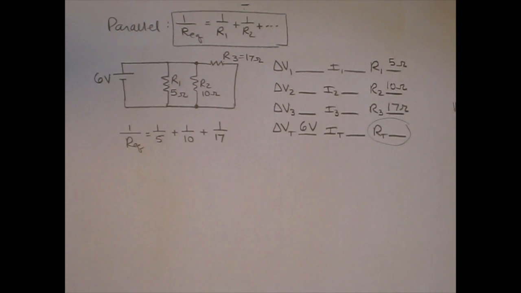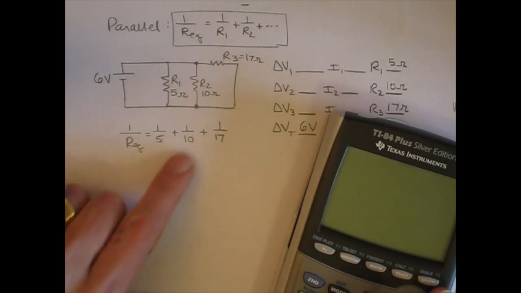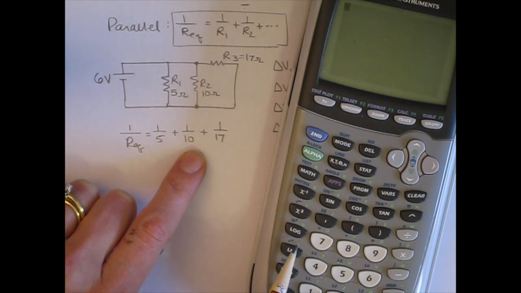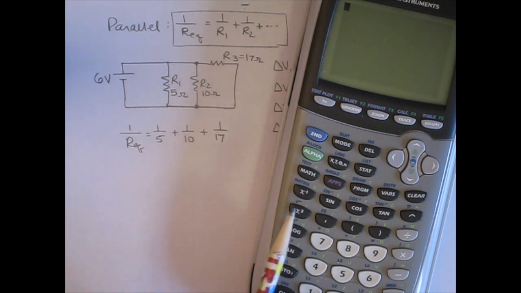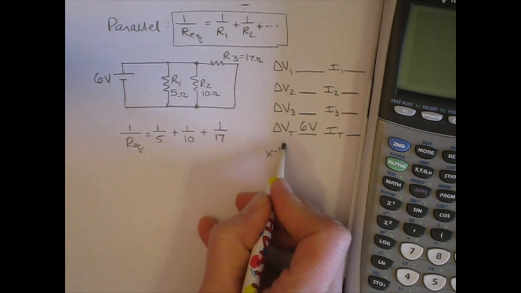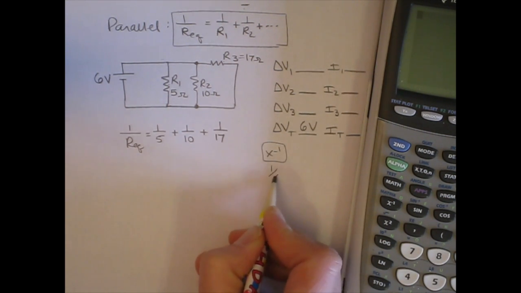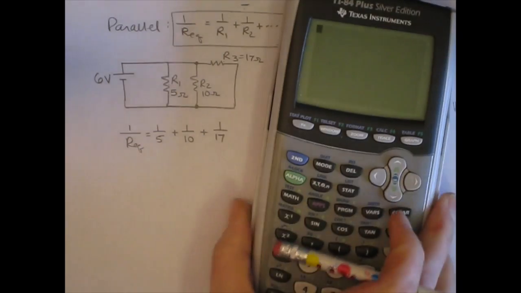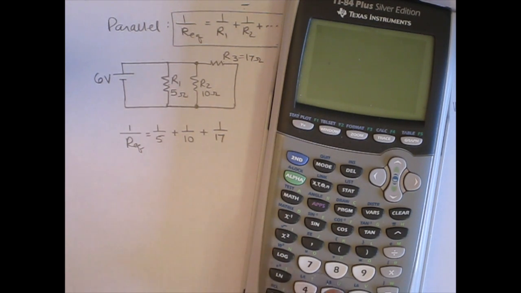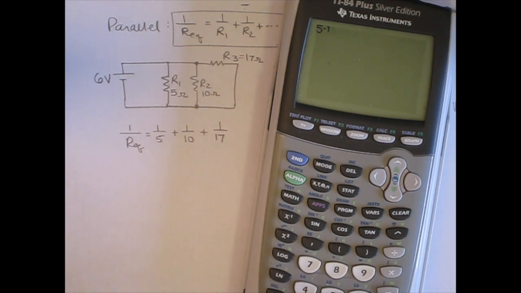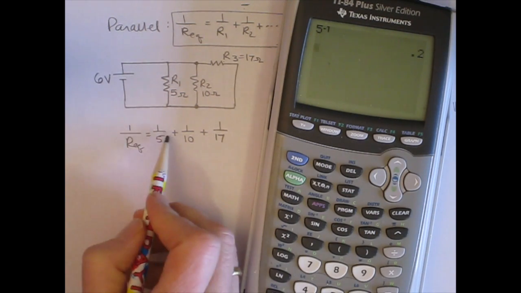I'm just going to show you a quick shortcut for how to solve these kinds of problems on your calculator. You may have an inverse button, so it could say x to the negative 1, or it could say 1 over x. So look for a button on your calculator that says either of these. Both of those I would call the reciprocal button. This is 1 over 5. So if you put in 5 and then hit your x to the negative 1 button, it will calculate 1 over that. So that is this.